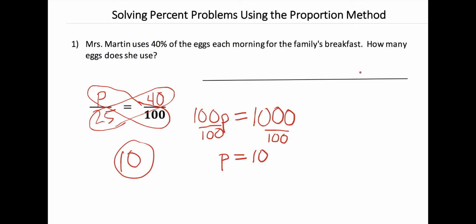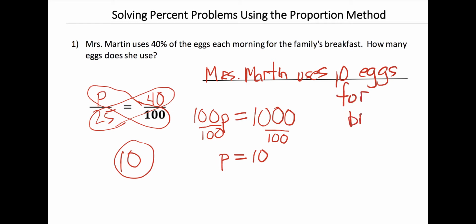That means if we were to answer the question, how many eggs does she use? We would write Mrs. Martin uses 10 eggs for breakfast. Okay, 10 eggs for breakfast. So hopefully you got 10 eggs. All right, let's move on to the next problem.